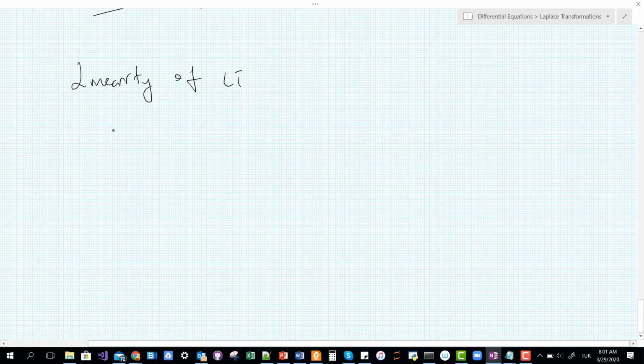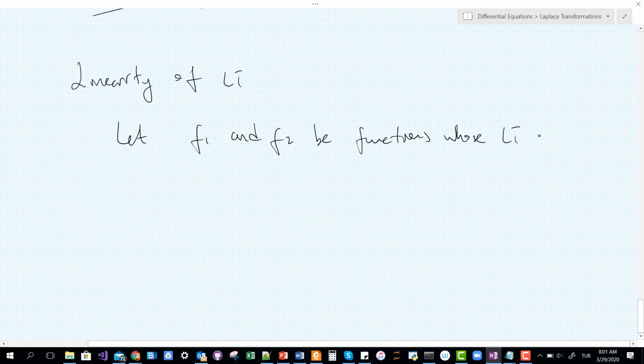What do we mean by linearity? Let me give it to you by definition, and then you can prove it easily. I'm going to skip that part. Let f1 and f2 be functions, and I know their Laplace transformations exist.